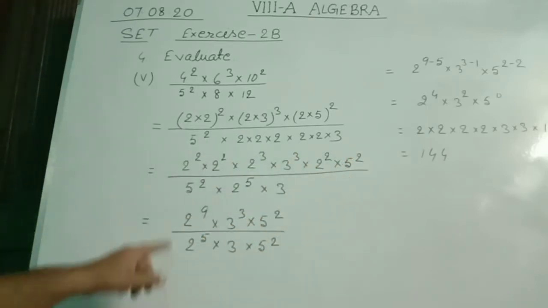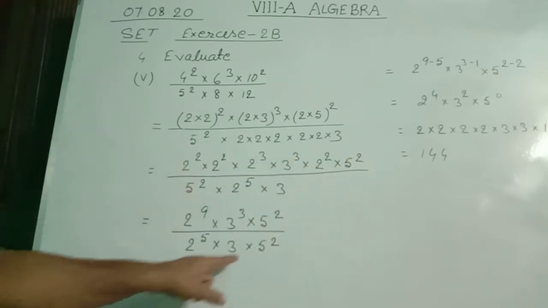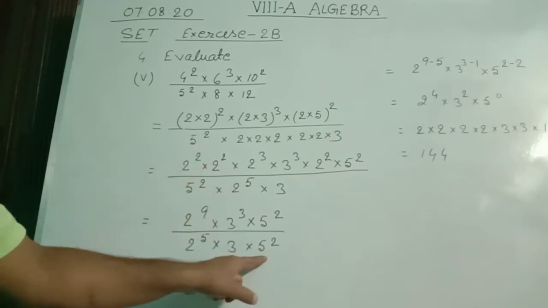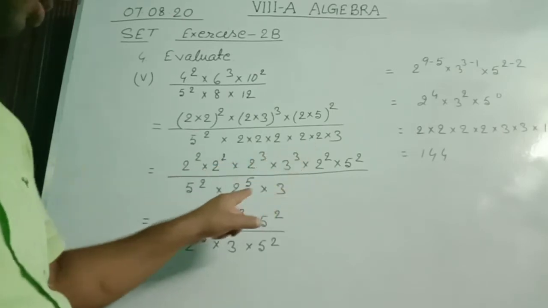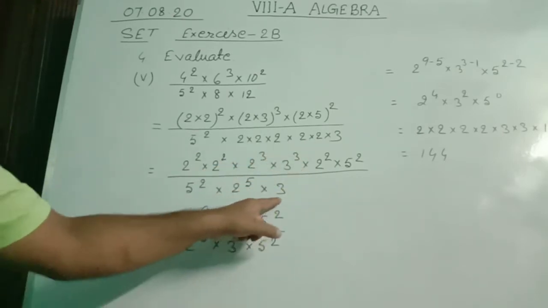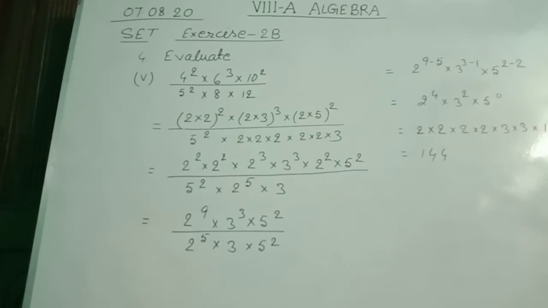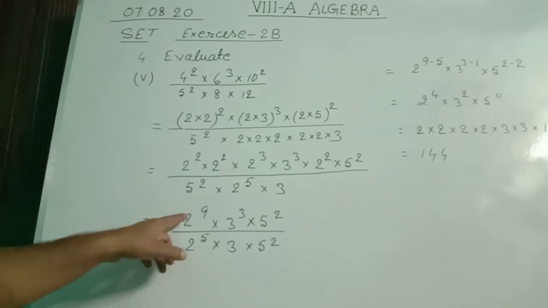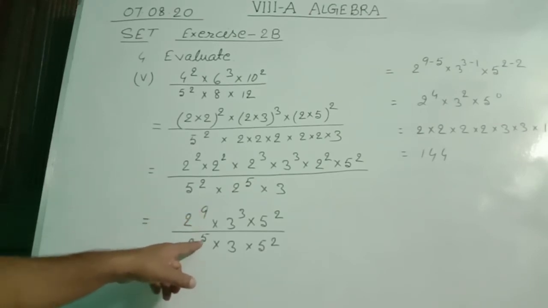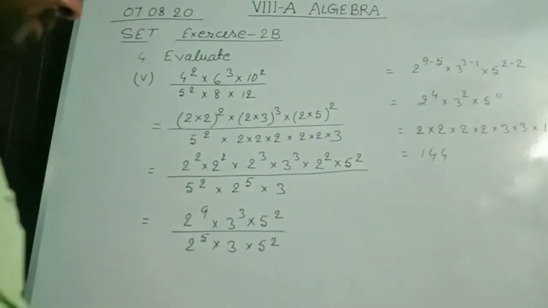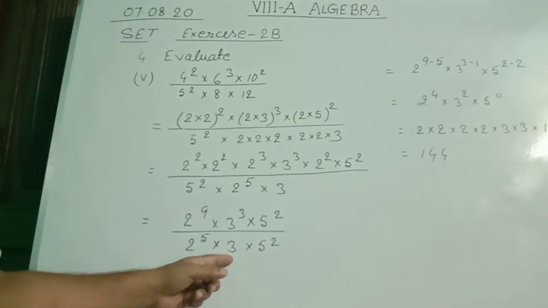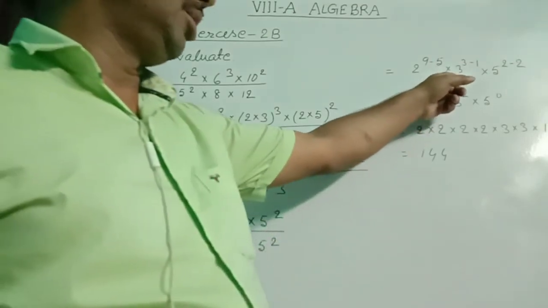Similarly here, this 5 square I wrote here, and the exponential form of this is 2 to the power 5 here, and 3 is alone, so I wrote it. When the bases are the same and it is divided, then the powers are subtracted. 2 to the power 9 is divided by 2 to the power 5. Simplification will be 2 to the power 9 minus 5. 3 cube is divided by 3, so simplification will be 3 to the power 3 minus 1.